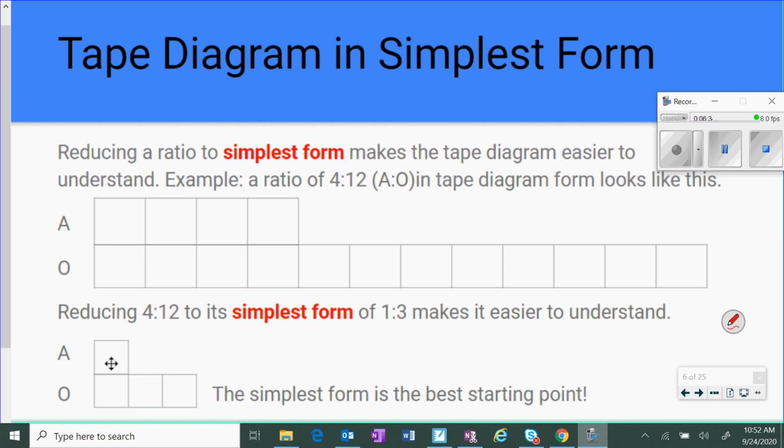And now look at what you got. You got 1 block on top for the apples and 3 on the bottom for the oranges. And now that's a little bit easier to work with, right?